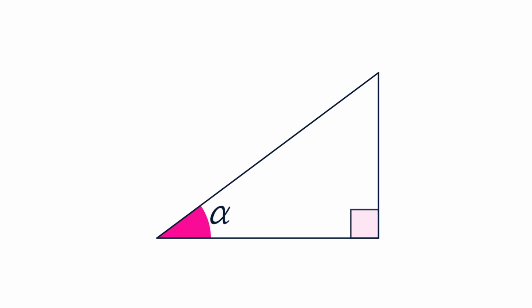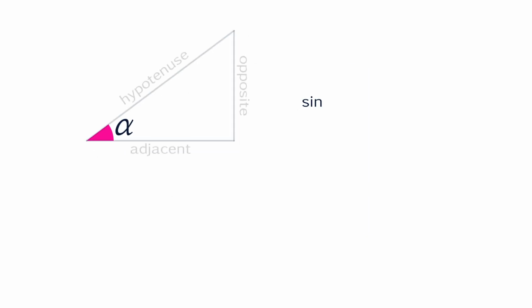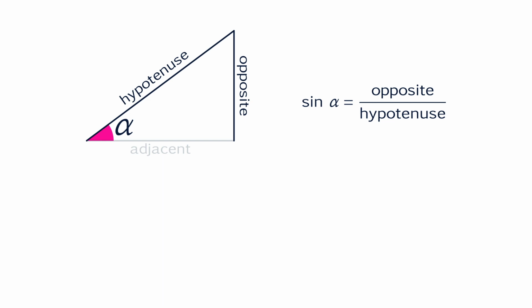Let's take a closer look at how the sine, cosine, and tangent functions are related to their inverse functions, arcsine, arccosine, and arctangent. Let's start with sine and arcsine. You have that sine alpha equals the opposite divided by the hypotenuse. To find the angle, you need to solve for alpha. But how do you get rid of sine?